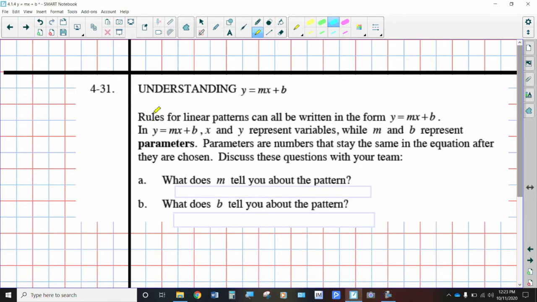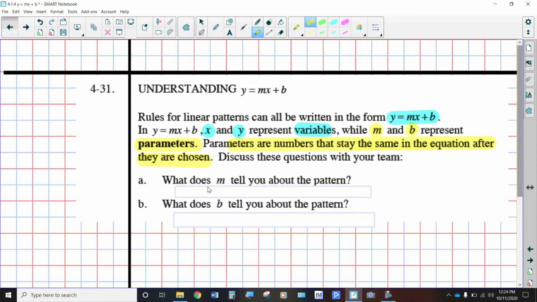All right, so understanding y equals mx plus b. We've kind of already talked about this. Rules for linear equations can all be written in the form y equals mx plus b. In y equals mx plus b, the x and the y are the variables, and the m and the b are what we call parameters. And parameters are the numbers that stay the same in the equation after they are chosen.